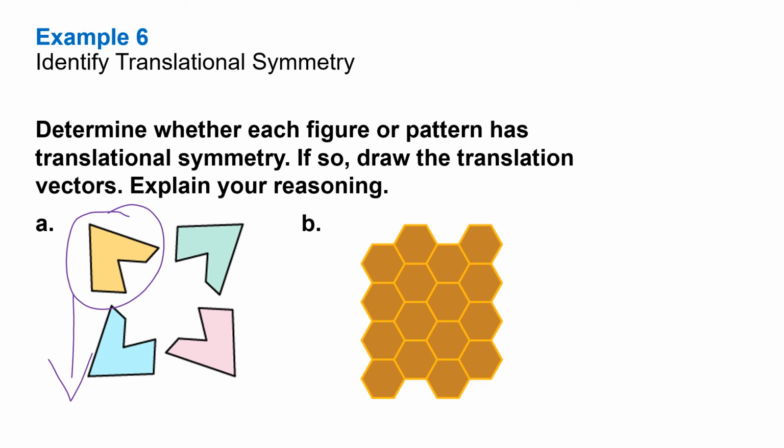Let's look at figure B. In figure B, it looks like if I translate according to this vector, then I create the 3 hexagons that are closest to that original hexagon. So it does appear that this tessellation, this pattern, has translational symmetry.